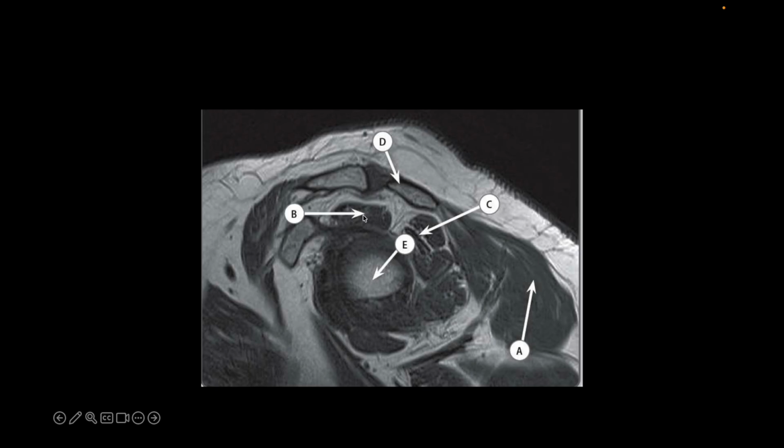B would be the supraspinatus muscle. It's supraspinatus because it's being divided by this bone or part of the scapula, which would be on a different slice, but it would come like here, the spine of the scapula. So this would be supraspinatus. C would therefore be infraspinatus, and you see how the rotator cuff muscles are deep to the deltoid muscle. E would be the head of the humerus, and then D, as we mentioned, would be the acromion process.